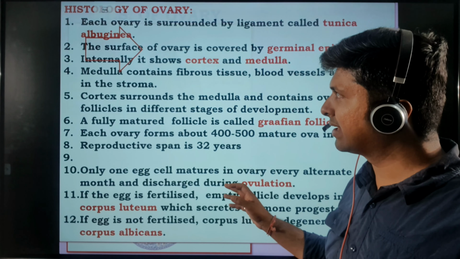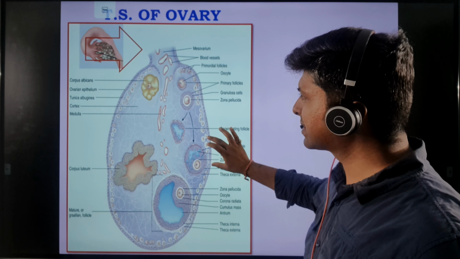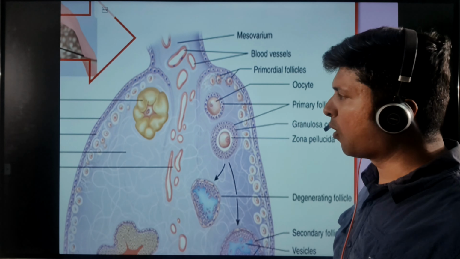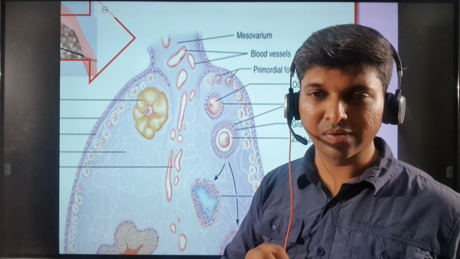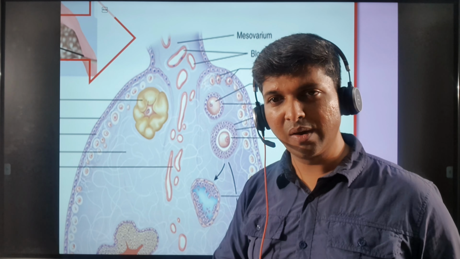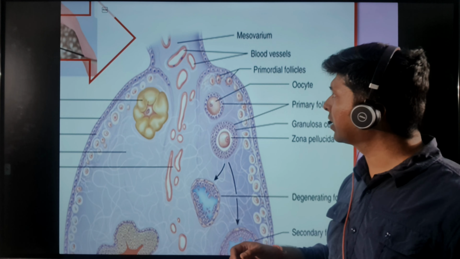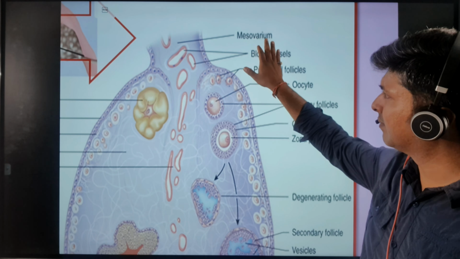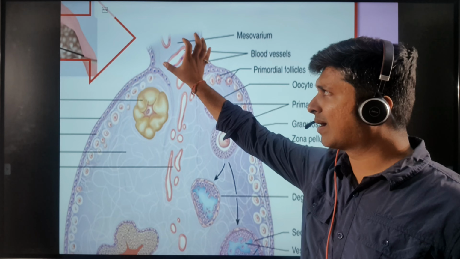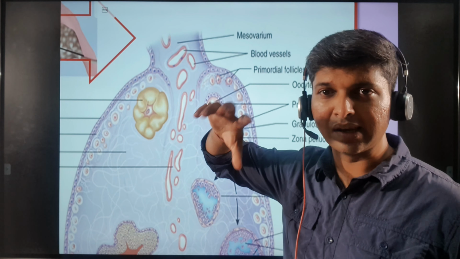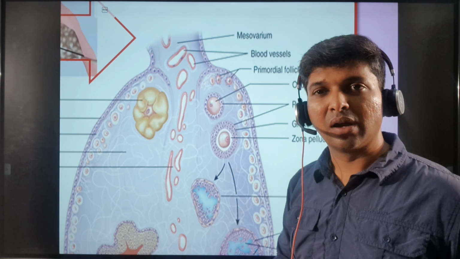So now let us talk a little bit more about the ovaries. Ovaries are the primary organs for producing the female gamete. Just like testes in males produce the male gamete, similarly, ovaries in females produce the female gamete, that is the egg. Mesovarium is the ligament which holds the ovaries. Just like the gubernaculum holds the testes, mesovarium is holding the ovaries.